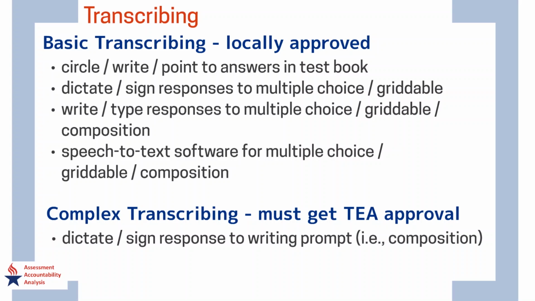Now we turn our attention to some designated supports that tend to be used more commonly in Mansfield ISD. The first of these is transcribing, consisting of two types: basic transcribing, which is a local decision, and complex transcribing, which requires TEA approval. This frame outlines the examples from the policy document for each support. As in years past, the only tests on which complex transcribing would be delivered are Grade 4 and 7 Writing and English 1 and 2 EOC.